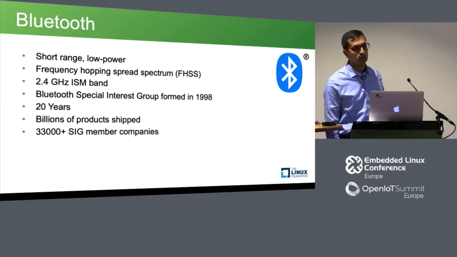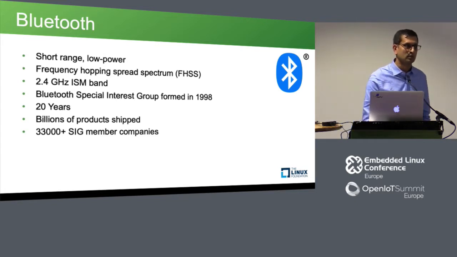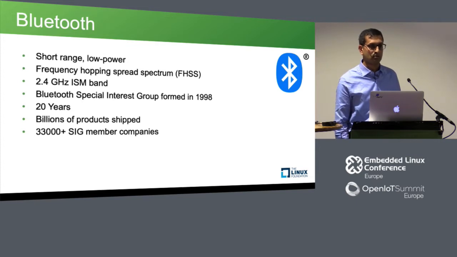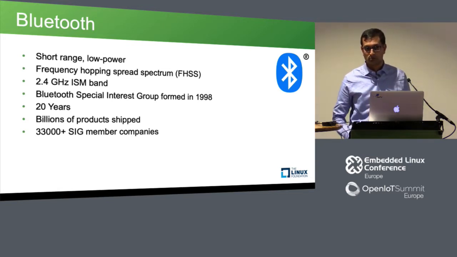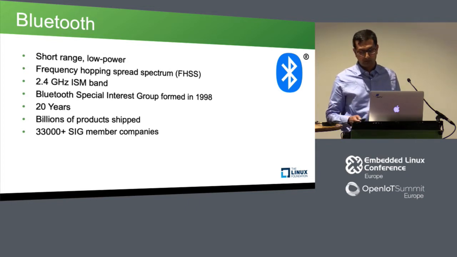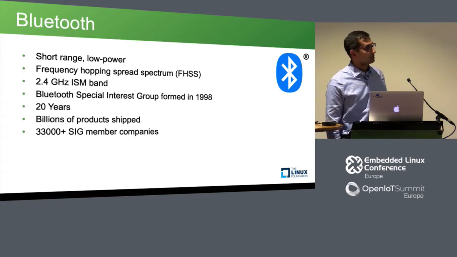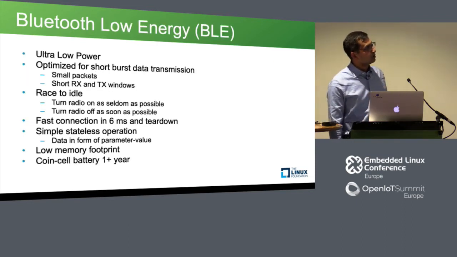The special interest group was formed in 1998. It's over 20 years of Bluetooth around you, and if you have a scanner or a phone and you scan now, you might get over 200, 500 devices just around you sitting here, which are advertising. Probably all your car kits and headsets receiving calls and stuff are actually using Bluetooth BD, basic rate and enhanced data rate. There are billions of products shipped, and there are over 33,000 SIG members who are contributing and using the specification.